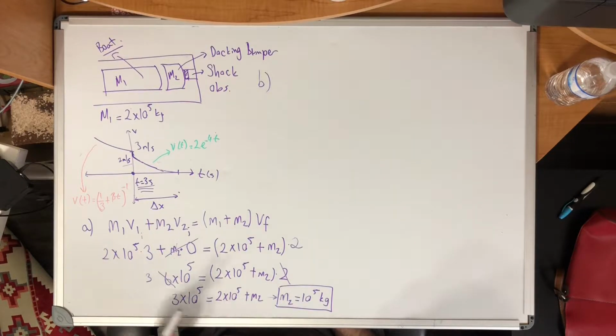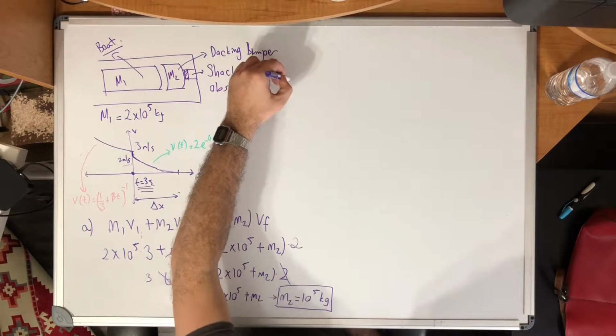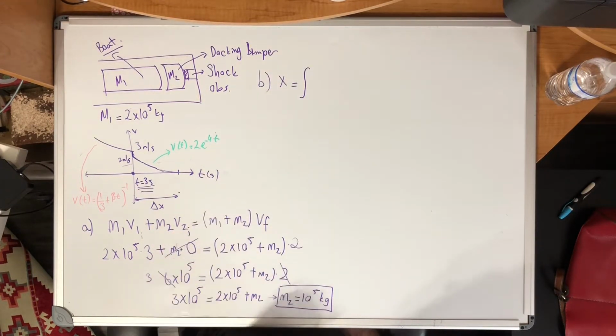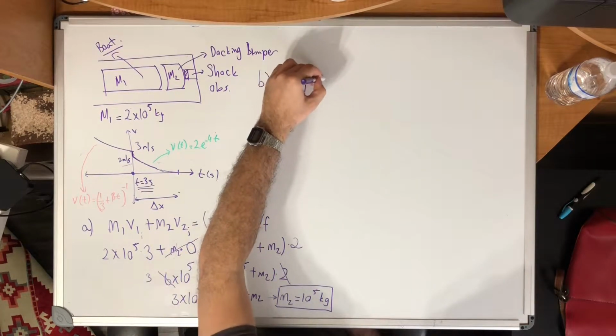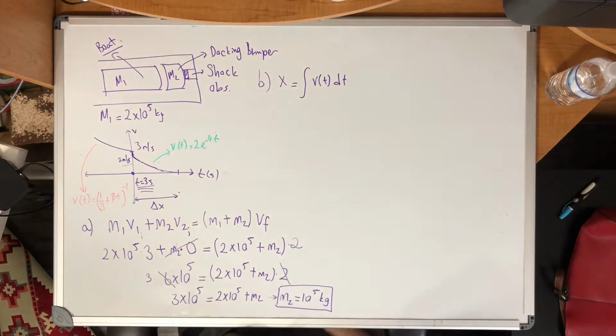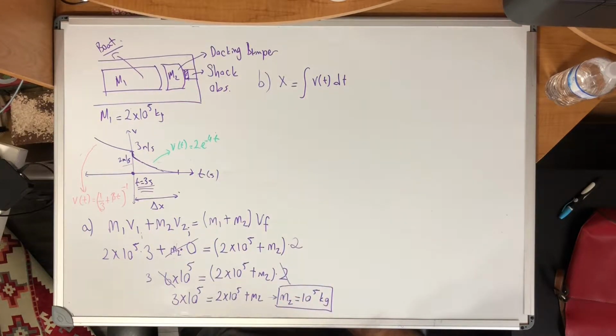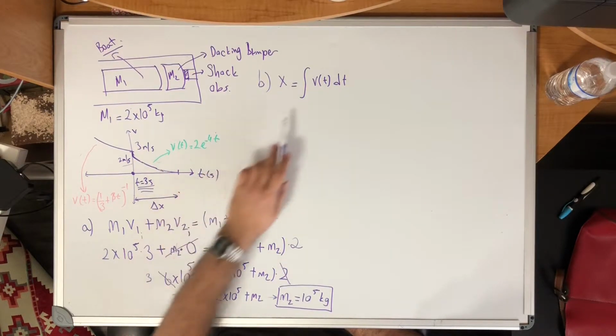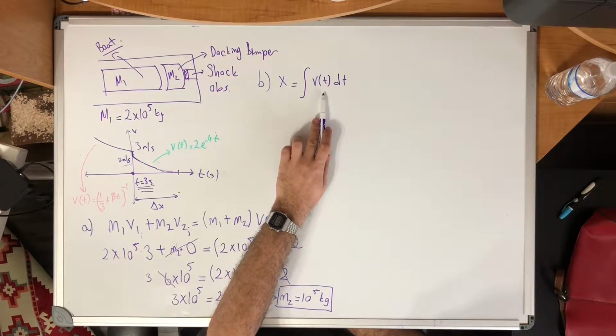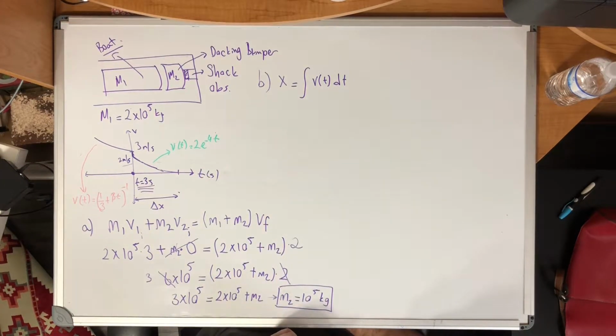So now we need to remember the relationship between delta x and velocity. If you're trying to go from velocity to position, you need to integrate the velocity function with respect to time. This is the idea of the position and velocity relationship. So now all we need to do is plug this function into this v(t) and solve for the x function.